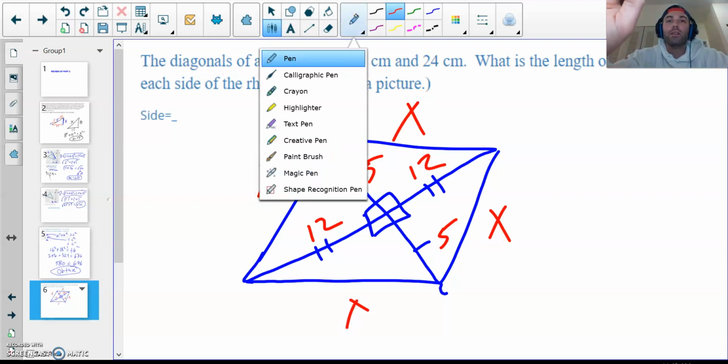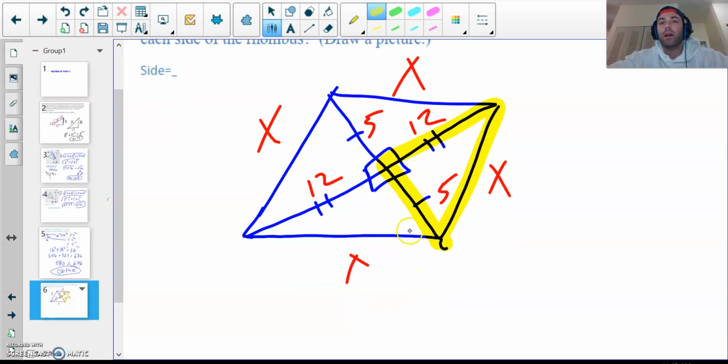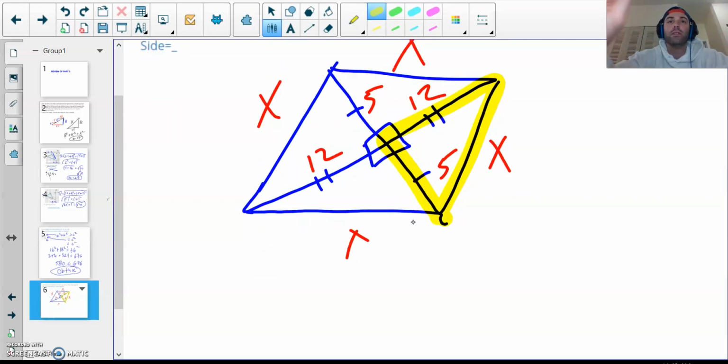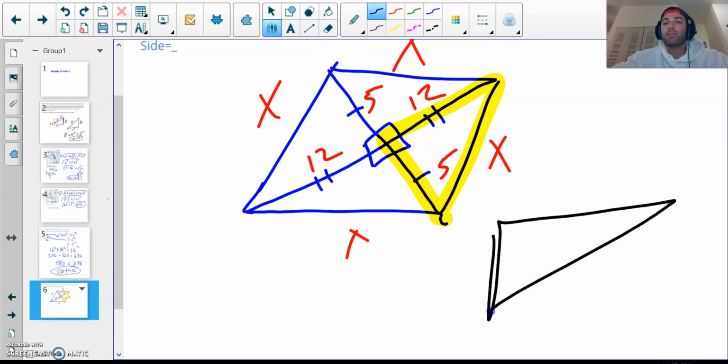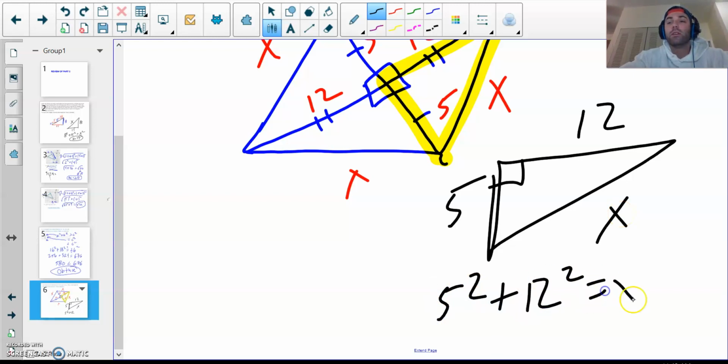Well, if you look here in the middle, that's a right triangle. So I'm going to redraw that right triangle. And if you know, this is a triple. I have 5, 12, and x. 5 squared plus 12 squared equals x squared. Oh, it's 13. 13 is the triple. Okay, 5, 12, 13.